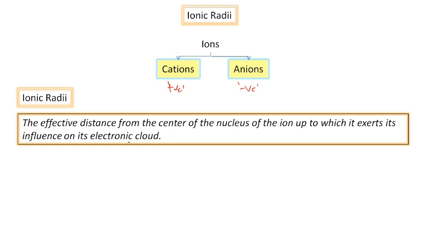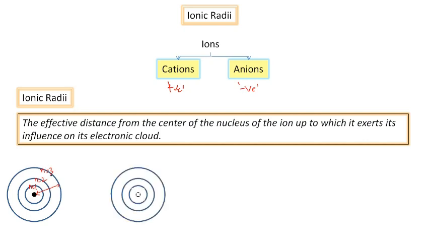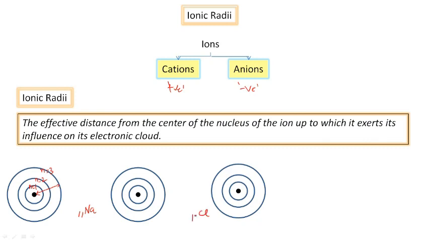This can be explained by this example. Suppose I have taken an atom from the third period, as it has three different shells. Here n is equal to 1, 2, 3, where n is the principal quantum number. Here I am taking two examples of third period elements: one is sodium and the next is chlorine, 17.